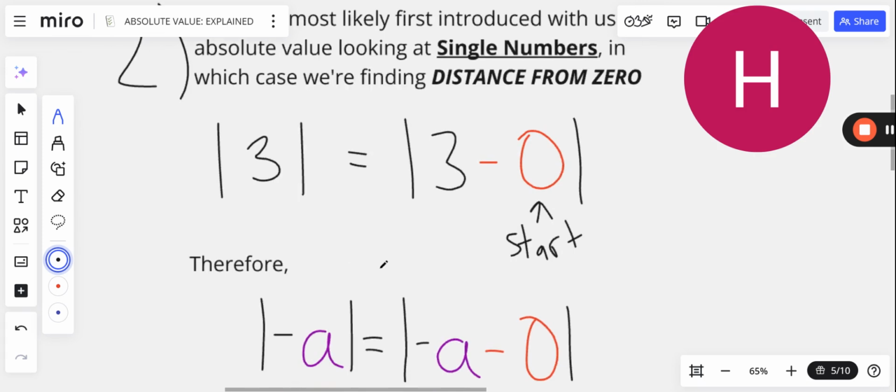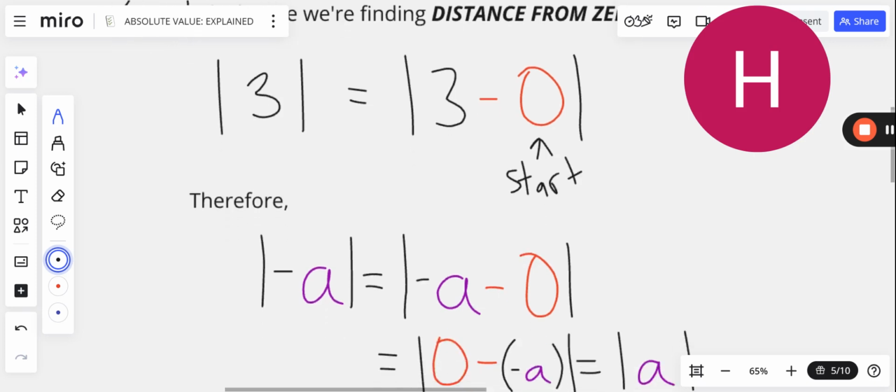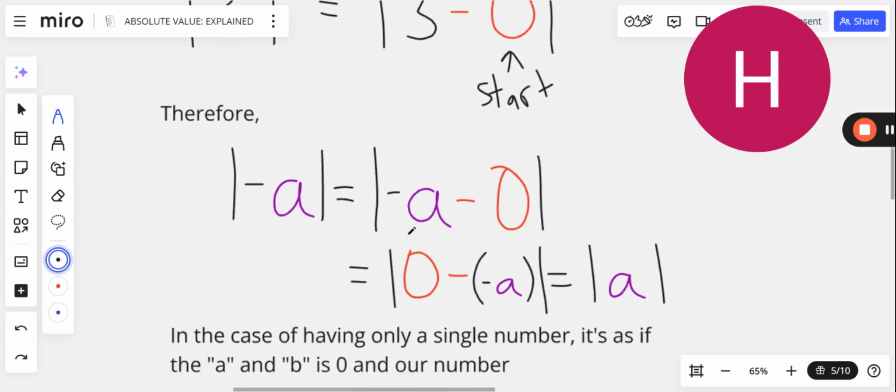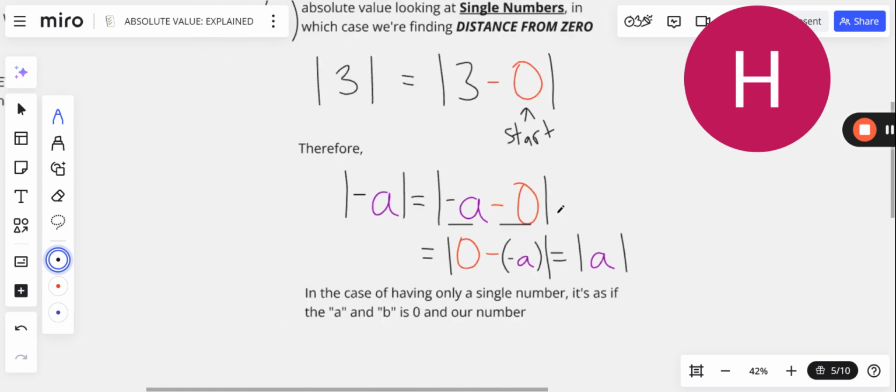So one thing to notice is that the absolute value of a negative is the same as the absolute value of that positive number. So let's see how that works here. Let's say we have negative a. A can be any number. Well, that's going to be the same thing as negative a minus 0.